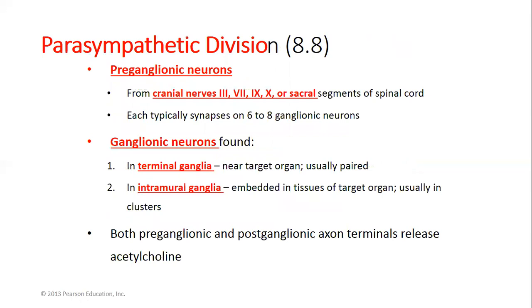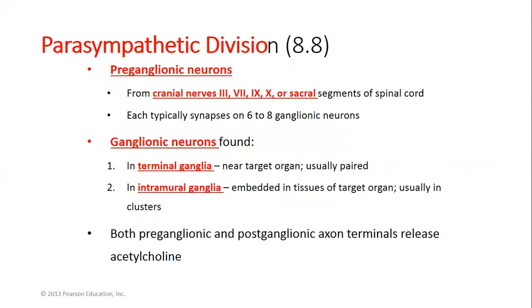In the parasympathetic nervous system, the preganglionic neurons are located in the brain, and they're part of cranial nerves. So there's axons that are motor, part of cranial nerves 3. Remember, cranial nerve 3 is the oculomotor nerve. Cranial nerve 7 is the facial nerve. 9 is the glossopharyngeal, and 10 is the vagus.